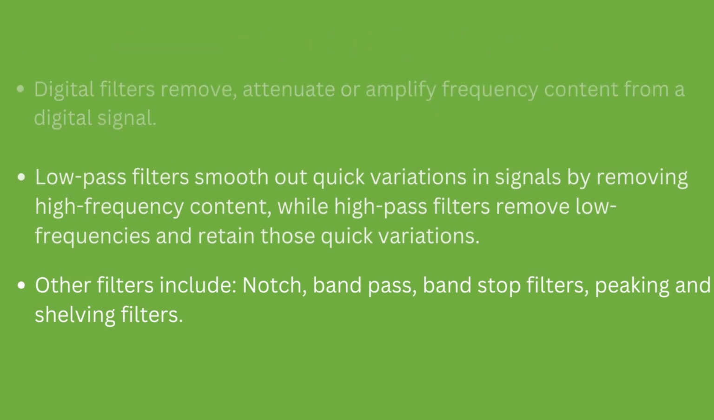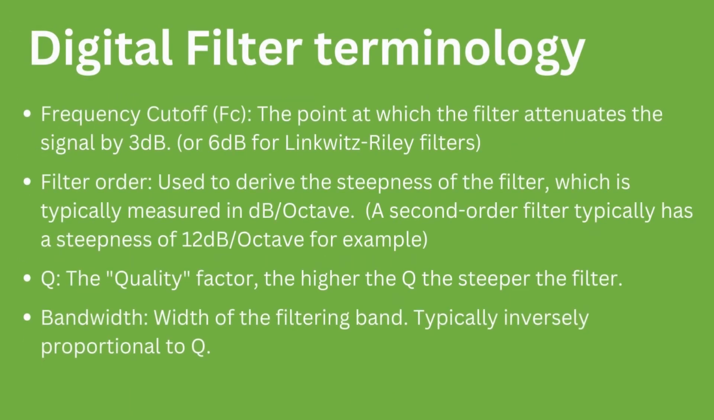Let's discuss some of the common terminology used when comparing digital filters. The cutoff frequency, or corner frequency, is used to describe the frequency at which the filtering starts or is centered. However, the technical definition is the point at which the filter attenuates frequencies by 3 decibels, or 6 decibels for Linkwitz-Riley filters. This is sometimes referred to as the half-power point.